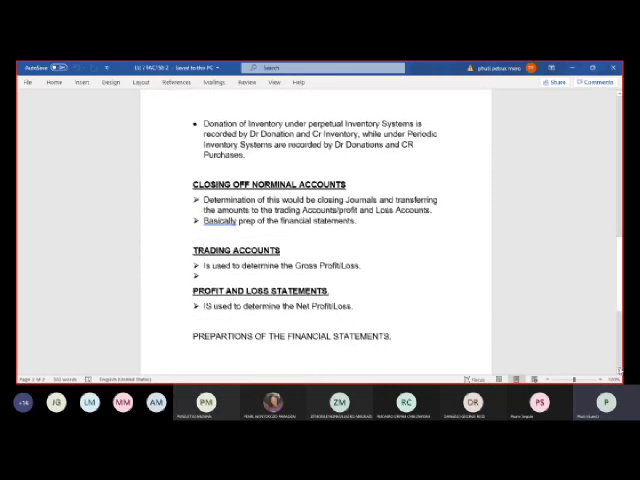We've got donation of the inventory under your perpetual inventory system, recorded as donation, and we also remember that in inventory it will always be under the decrease, because either you're taking it for your own consumption or you're donating it, but it has to be that way. While under the periodic inventory system, donation as well as the purchases.